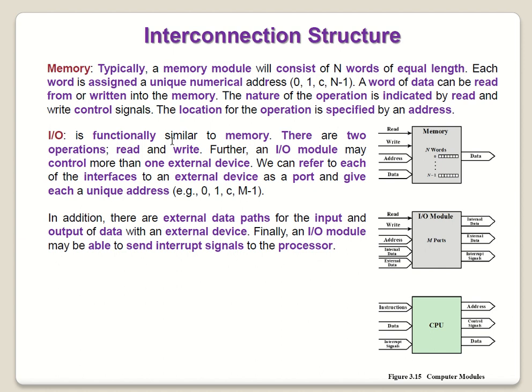Okay, then let's look into the IO. Its function is very close to the memory. Just now I was explaining the memory. When you look into the IO, it's very similar to the memory. Again, in the IO module, IO means what? Input and output. Input means taking the data from the external device. Output means sending the result to the external device.